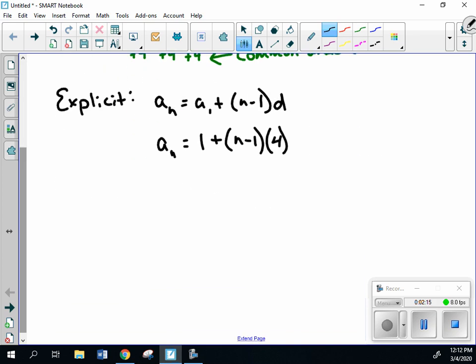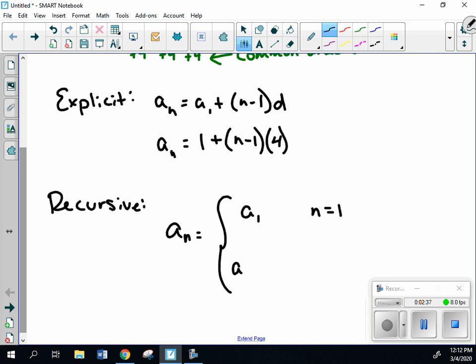Then we have what is known as a recursive. A recursive formula needs the previous term. So if I want the 100th term, if I don't have 99, I can't go anywhere. Okay. So with a recursive formula, I still have my AN. I have A1 for n equals 1, and then I have AN minus 1 plus D. And that's for anything greater than 1, because the n equals 1 represents the first term.